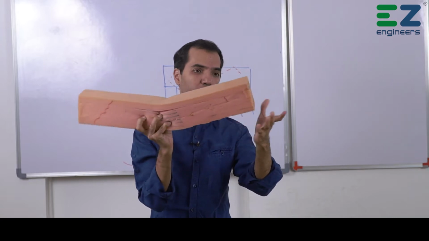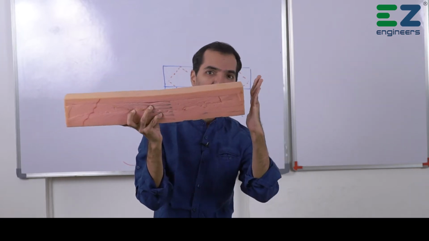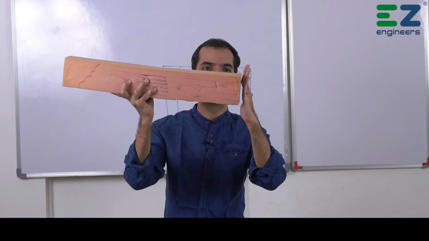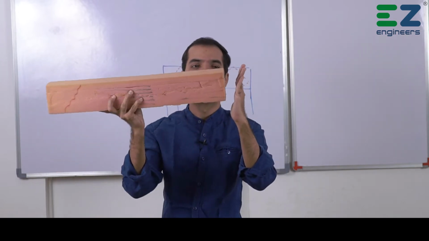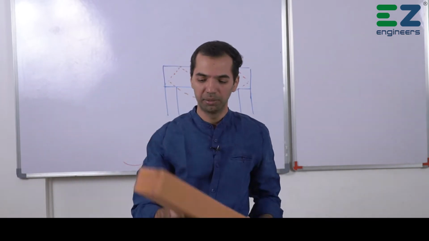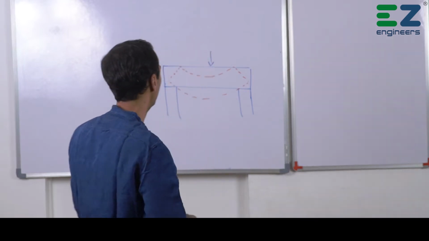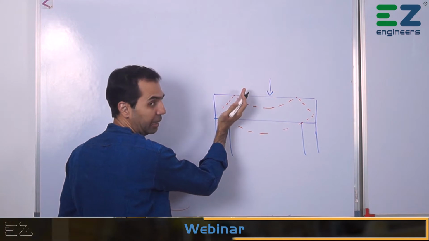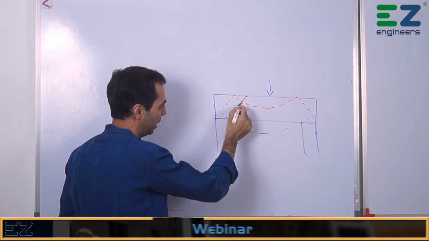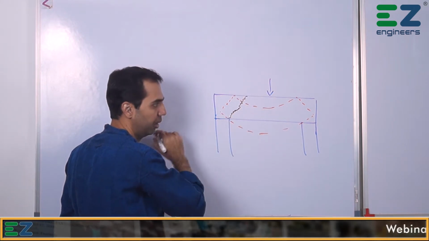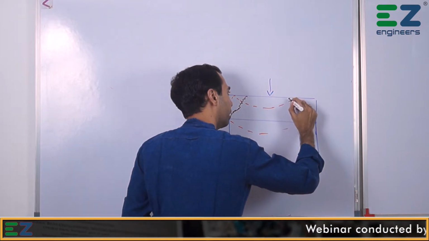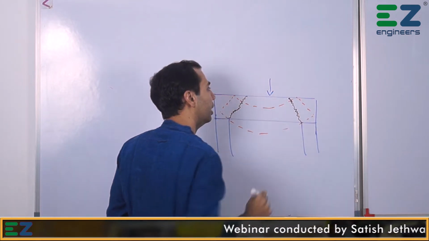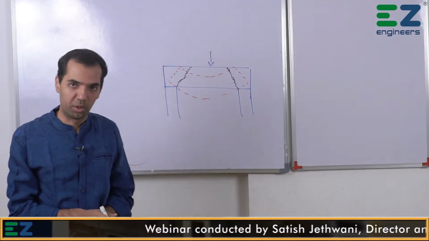Now see what happens to this face. This face tries to rotate like this, and there will be a crack. Like on this side, this will be a crack. This is nothing but what we call a diagonal crack, or shear crack.